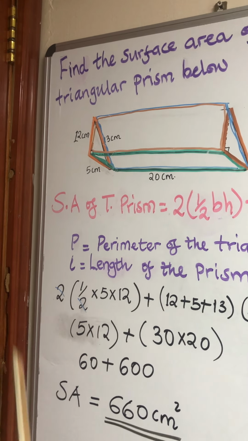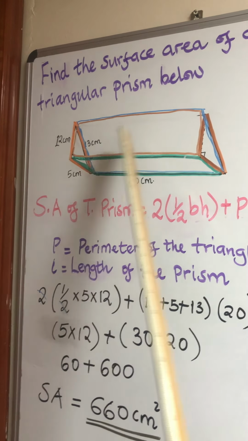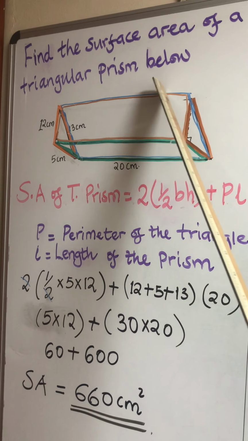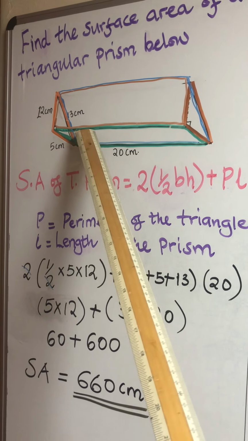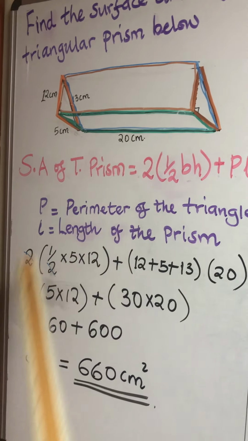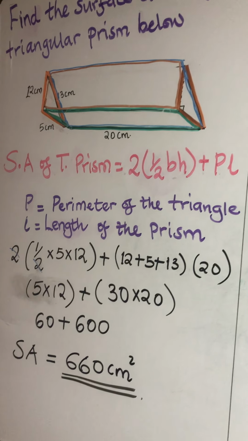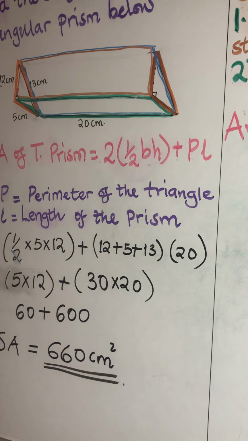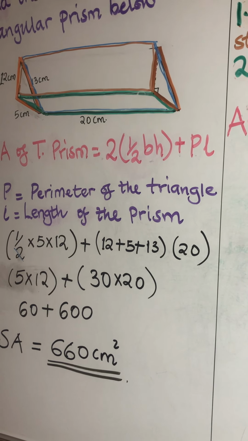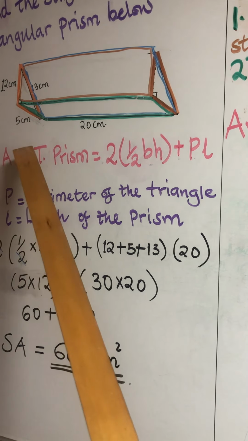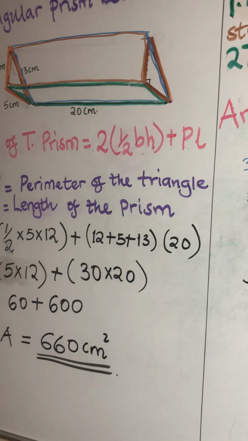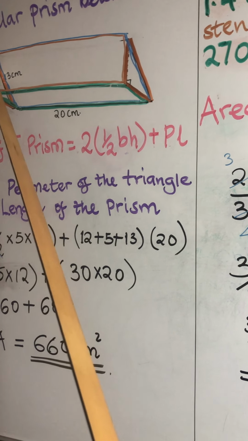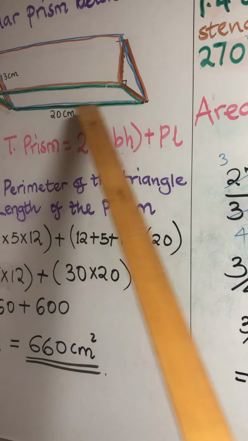Remember, we have two triangles in this prism. Then we have the front face, we have the back face, and we have the base for this prism. So for you to get the surface area of this prism, the formula is going to be 2 times half base times height, because we have two triangles, plus the perimeter of the triangle times the length.